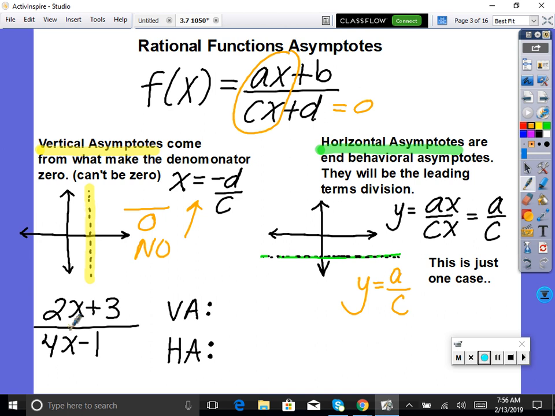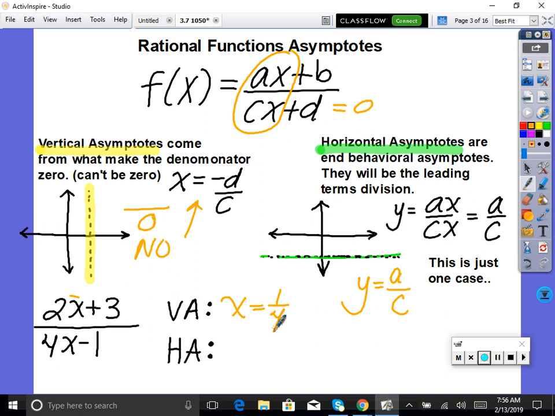So based on this, let's test your abilities here. What would be my vertical asymptote? 1/4. X equals 1/4. Vertical asymptotes come from what makes the denominator 0.